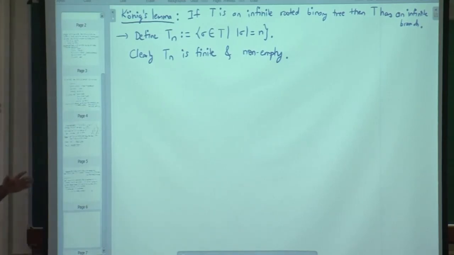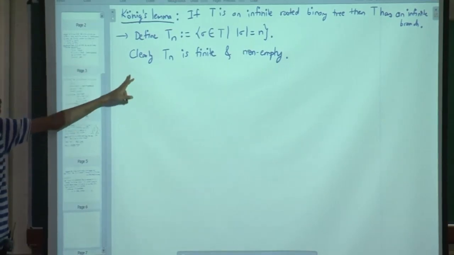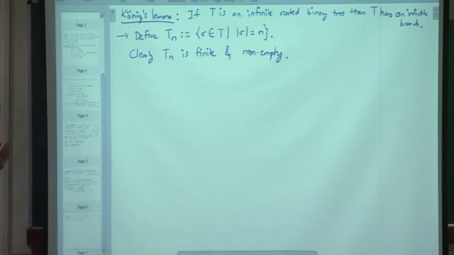So obviously we are not given that T is finite, we are given T is infinite. So therefore Tn is non-empty for each n less than omega. N is arbitrary. Okay. Now we are supposed to find a single branch. What property will that branch satisfy?